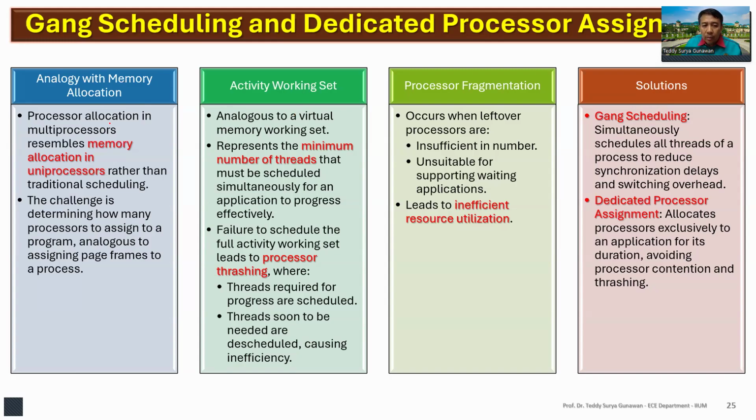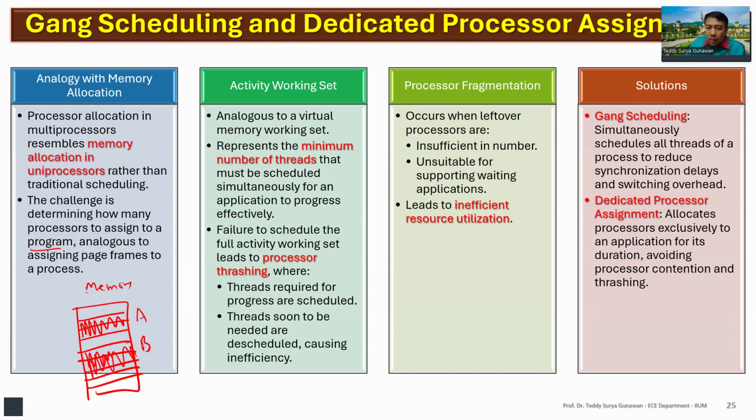Okay, the difference between gang scheduling and dedicated processor assignments. This is like memory allocation. Processor allocation in a multiprocessor resembles memory allocation in a uniprocessor. So you have memory divided into pages. The challenge is determining how many processors to assign to a program, like how many page frames are assigned to a program. For example, this is 3 page frames for process A, and this is process B.